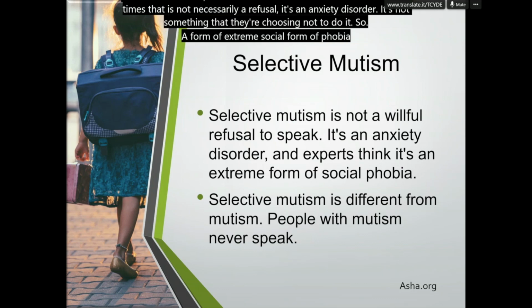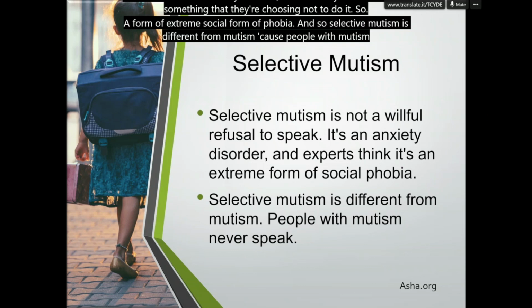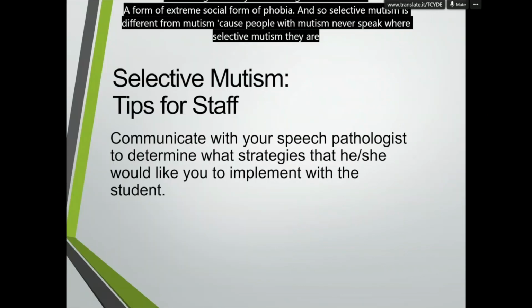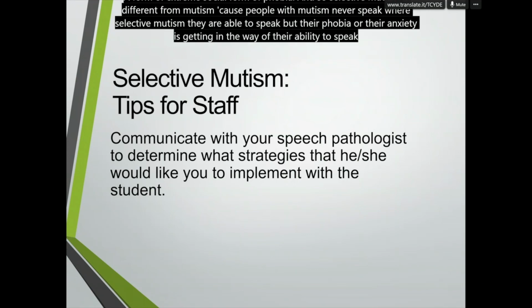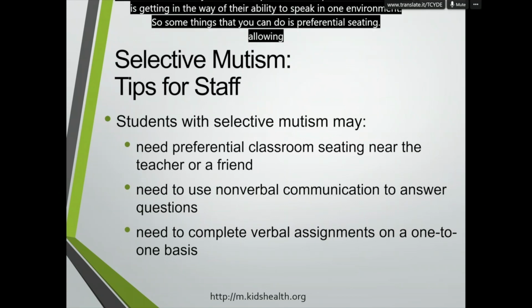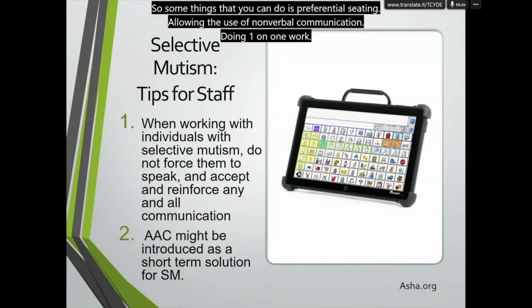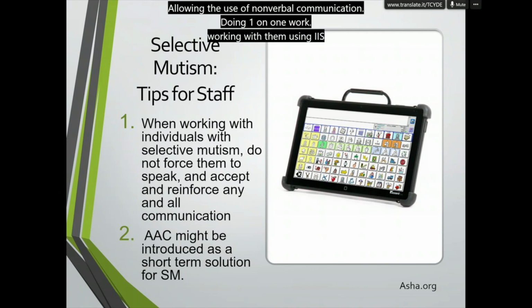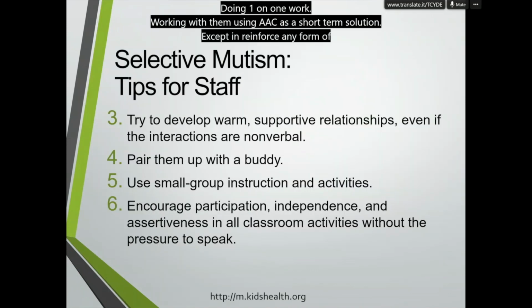Selective mutism is different from mutism, because people with mutism never speak, whereas with selective mutism, they are able to speak, but their phobia or their anxiety is getting in the way of their ability to speak in one environment. So some things that you can do are preferential seating, allowing the use of nonverbal communication, doing one-on-one work, working with them using AAC as a short-term solution, accepting and reinforcing any form of communication, and having everything be fun with no pressure to speak.